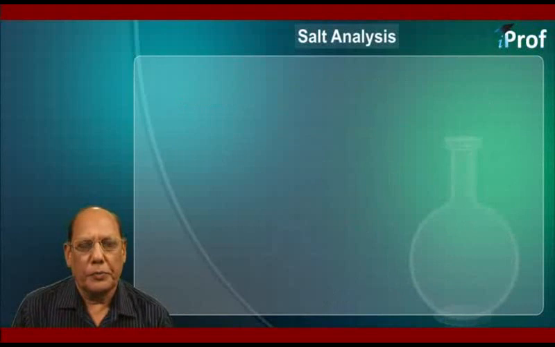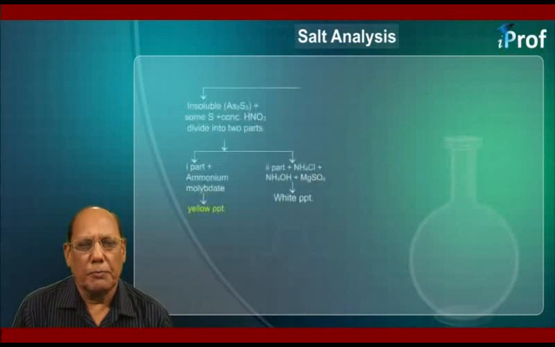Let us go back to the residue that was As2S3 plus some sulfur as impurity. To this now add concentrated HNO3 and divide into two parts. To the first part add ammonium molybdate solution. We get a yellow precipitate. To the second part add ammonium chloride, then ammonium hydroxide, and then magnesium sulfate. A white precipitate is obtained. Both these reactions confirm the presence of arsenic in the salt or the mixture.